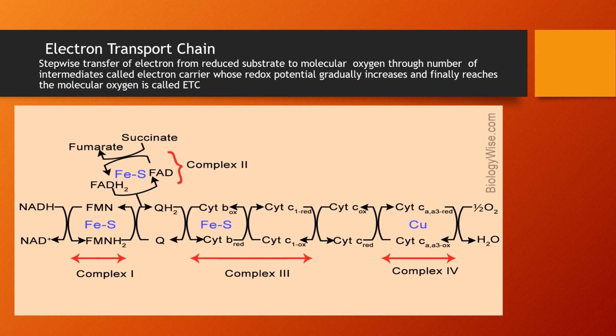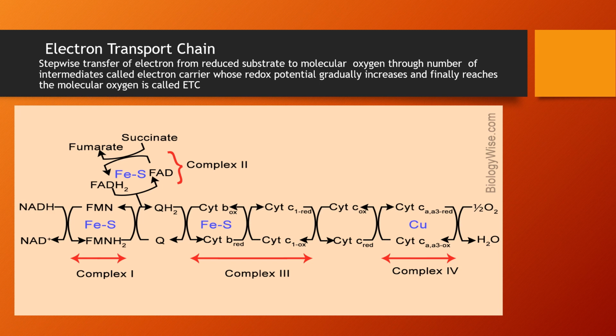I included everything in one sentence: the stepwise transfer of electrons from a reduced substrate to molecular oxygen through a number of intermediates called electron carriers, whose redox potential value gradually increases and finally reaches molecular oxygen, is called the electron transport chain. And this is what our respiration is. This is the oxidation that takes place at the cellular level. You can see the chain of reactions that takes place here, starting from NADH, which is the reduced substrate.